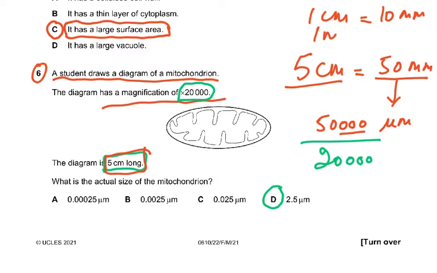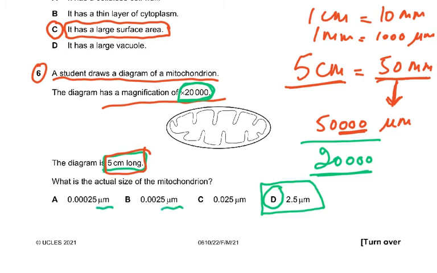And then 1 millimeter is equal to 1000 micrometers. So if it was 5 centimeters, it was 50 millimeters, which means if you multiply it by 1000, adding another 3 zeros, it will be 50,000 micrometers. But then the magnification was 20,000, so you divide by the magnification and you get the answer of 2.5 micrometers. You have to understand that the answers were all in micrometers, so you needed to convert it into micrometers.